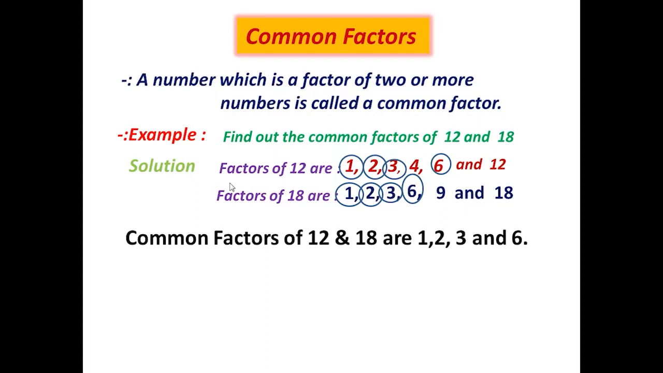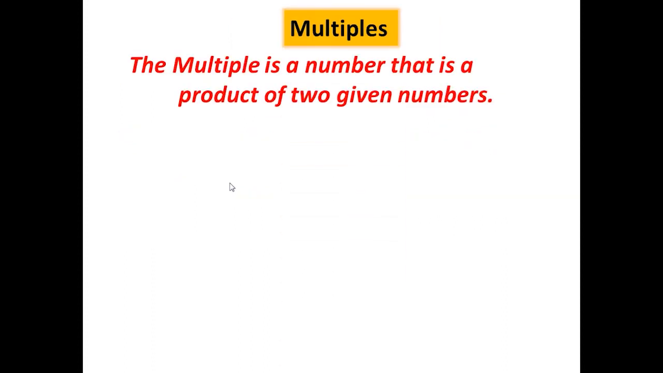Now move to the next, that is multiples. A multiple is a number that is a product of two given numbers. Whenever we multiply two numbers, the product we get in the answer is called a multiple. Now let's see an example.